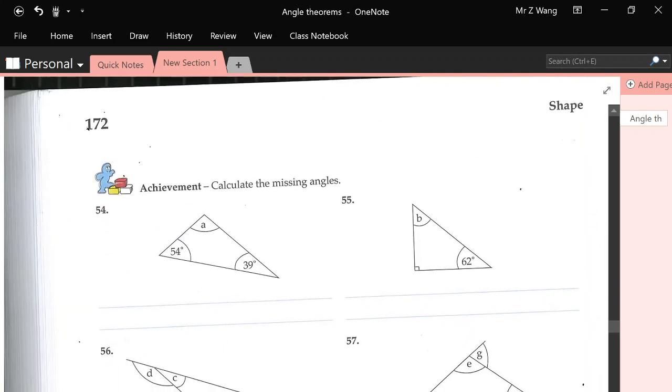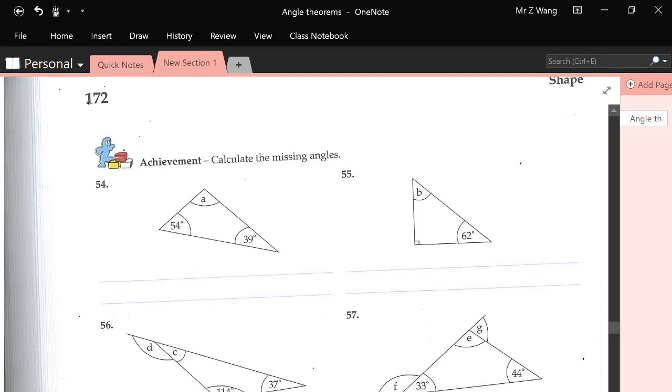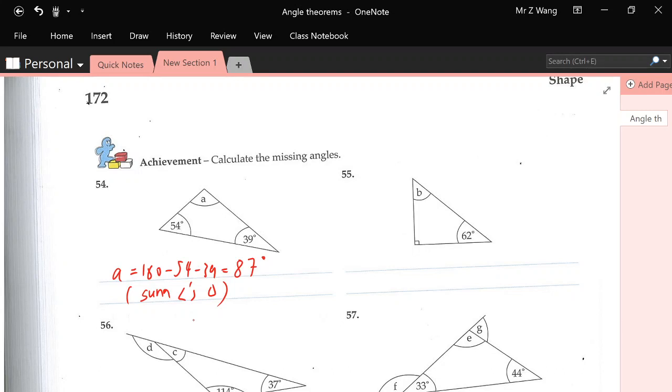Right. Let's just see this one, right? This is a very simple case, right? So A is 180 minus 54 minus 39, right? That is 87 degrees. Okay, you always have to write the reasoning, right? So this is sum of angles in a triangle, right? I always write it this way, right? Sum of angles in a triangle is 180, right?